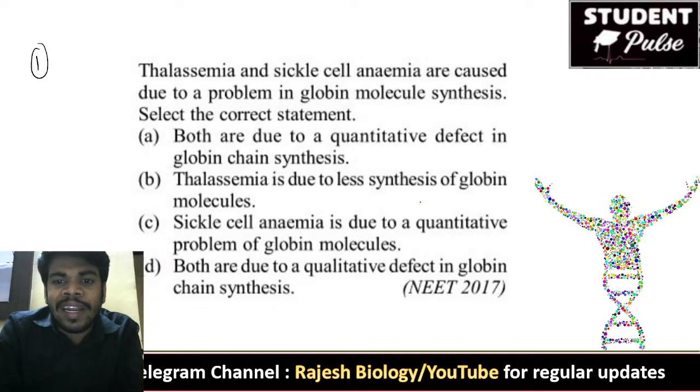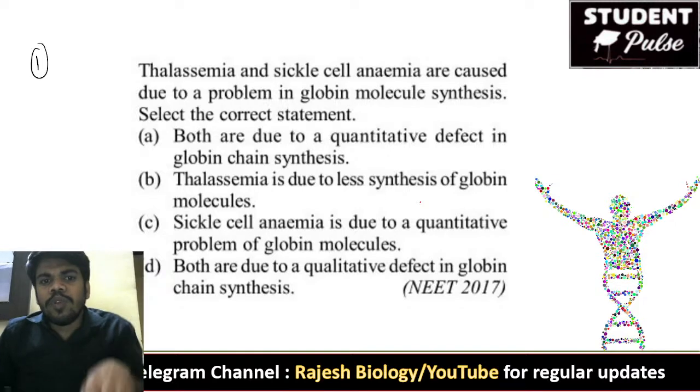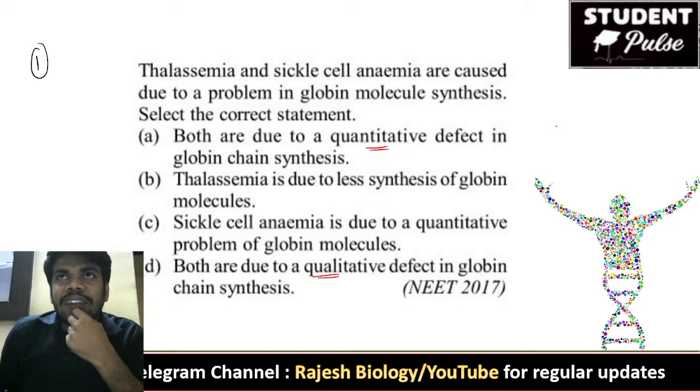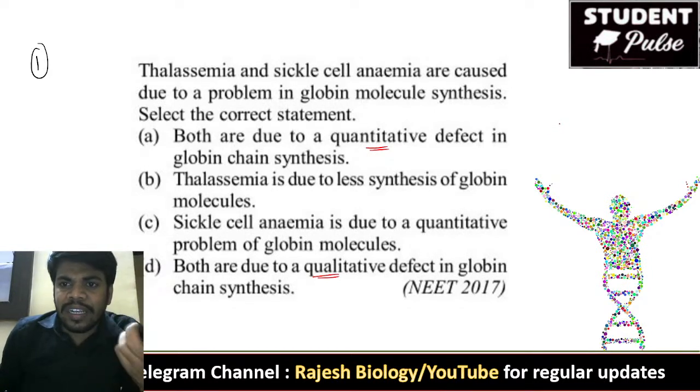Both are due to qualitative defect in globin chain synthesis. Which is the right answer? You should know about quantitative and qualitative. Two different types of disorders are there. Quantitative means there is a summation of two or three different gene effects. Quantitative means summation of the gene effects, for example polygenic inheritance, like our skin color or a person's height. That means 2 to 3 different alleles.